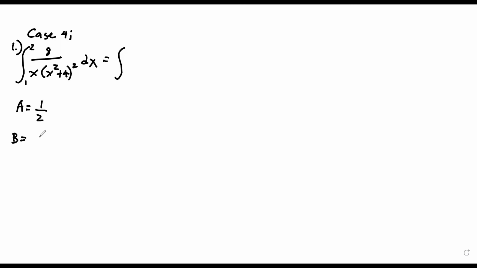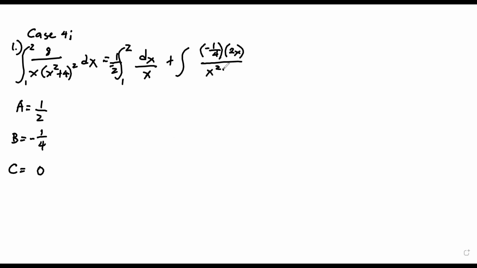B is negative 1/4, and C is 0. So we'll have 1/2 dx over x plus negative 1/4 times 2x over x squared plus 4 dx, and then plus C D, and then A B C D.